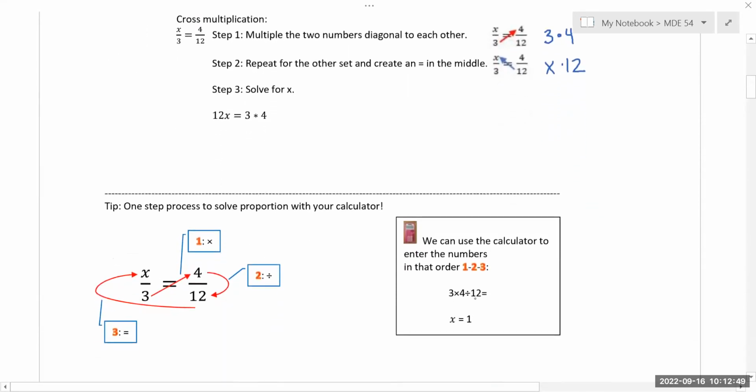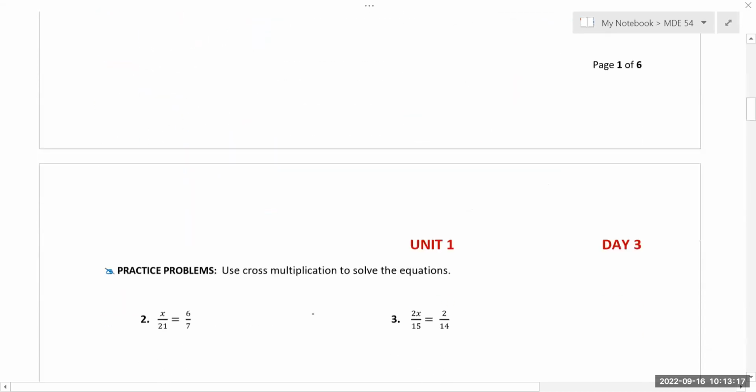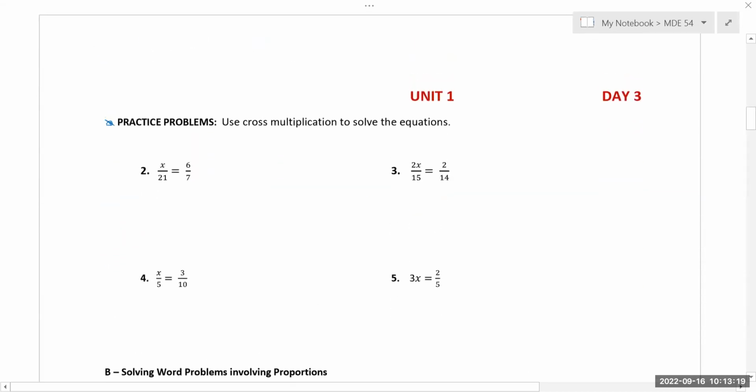Now, when you do that, you end up dividing by the number that you were multiplying by x. So if you like this shorter cut method, it's up to you. I like to just keep it as a proportion. In the calculator, you can type it exactly as we just wrote it. 3 times 4 divided by 12. It'll give you x equals 1, and you're good to go. So then pause the video for a minute and try a couple practice problems.